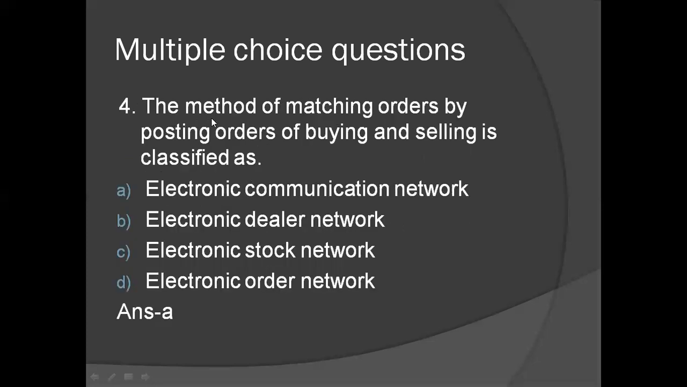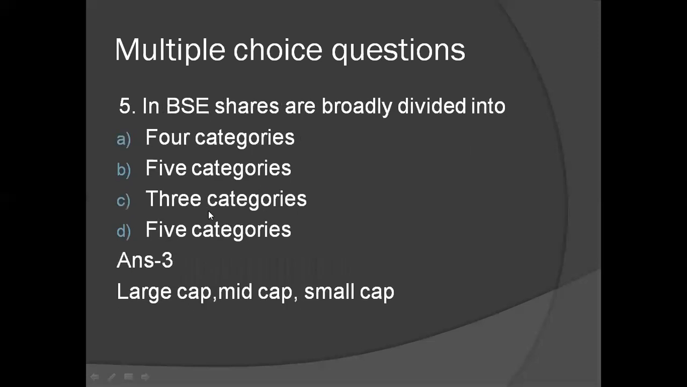Fourth one, the method of matching orders by posting orders of buying and selling is classified as electronic communication network, electronic dealer network, electronic stock network, or electronic order network. The answer is A.